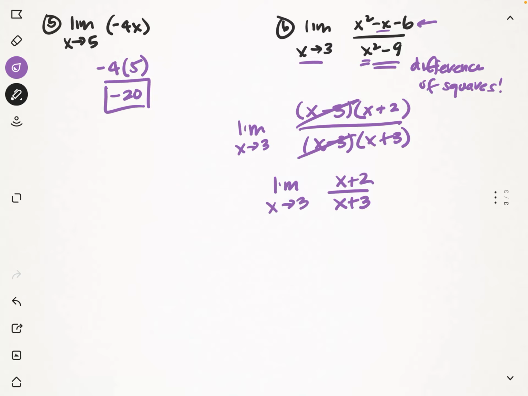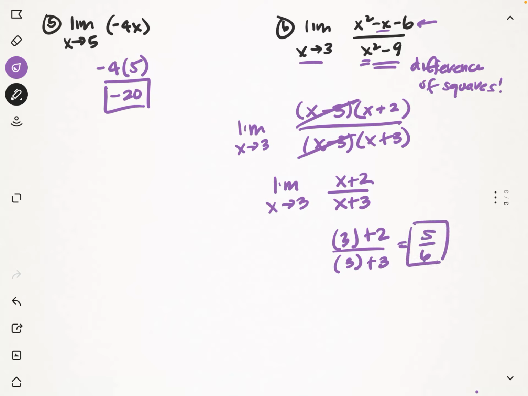Now we're allowed to plug in 3, right? Because we can definitely do 3 plus 3 in the bottom. That's not going to be 0 anymore. That's going to be a 6. So let's substitute our stuff in here. 3 plus 2 over 3 plus 3. So that's going to be 3 plus 2 is 5 over 6.